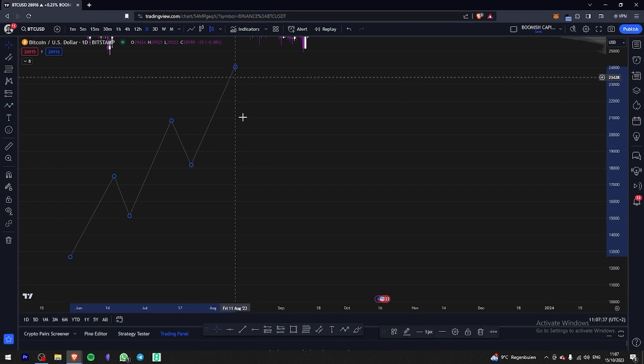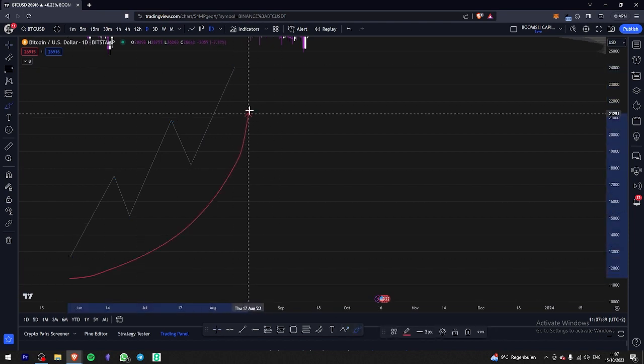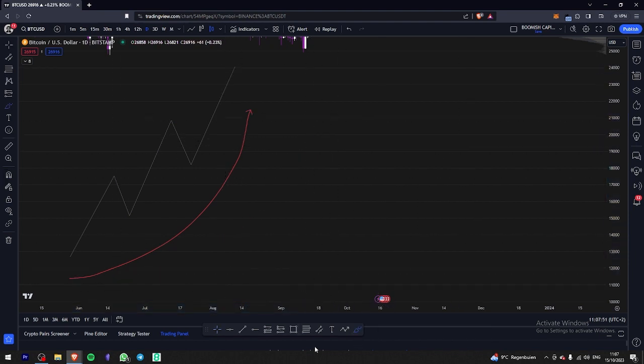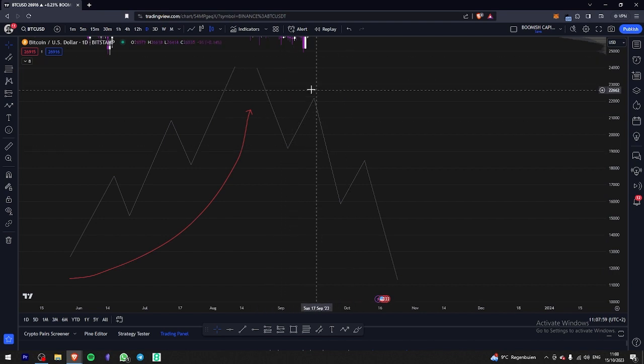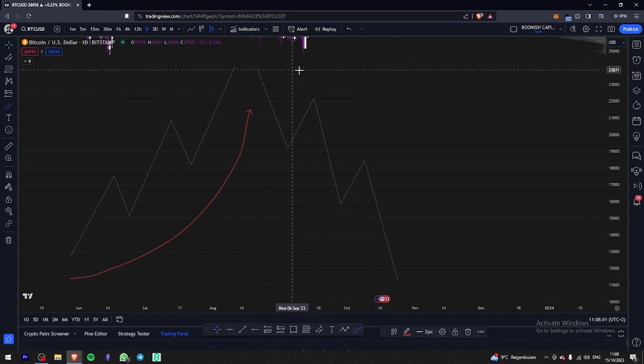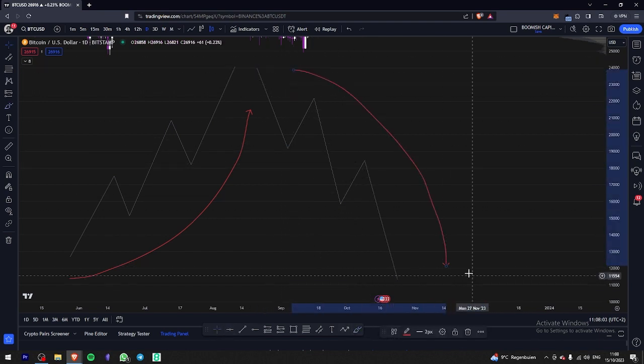So this is a trending market, right? We can see here, we're going up, right? Higher highs, higher lows, higher highs, higher lows, higher highs. Trending market to the upside. Then, on the contrary, this, what is that? Lower lows, lower highs, lower lows, lower highs. A trending market to the downside.